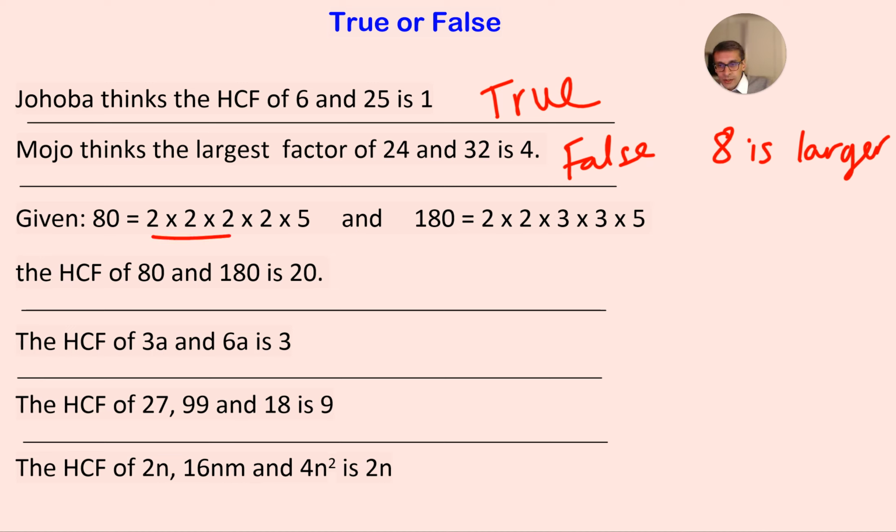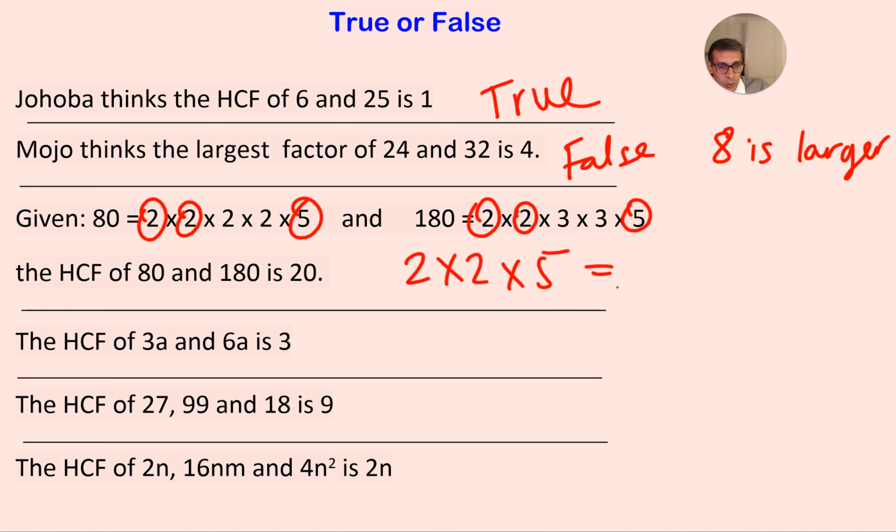Now, given that 80 is equal to this and 180 is equal to that, the highest common factor of 80 and 180 is 20. So let's have a look. What we want to do is find out what's common. So we know there's a 2 common to both, there's another 2 common to both, and there's a 5 common to both. So 2 times 2 times 5, that's 4 times 5 is 20, so this is true, because you want the common factors to both, and the highest one. We're going to multiply them out.